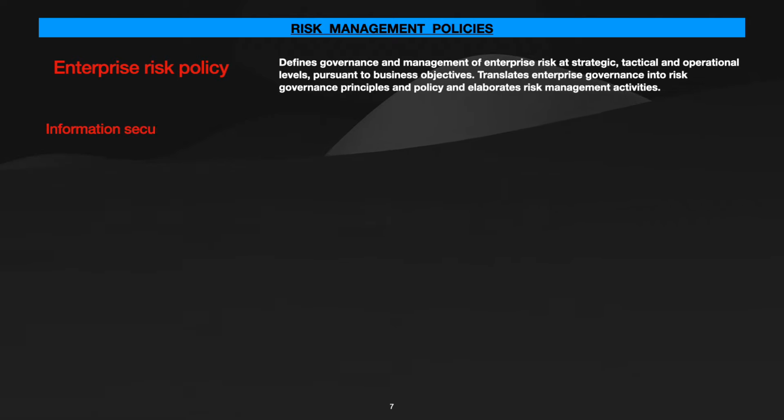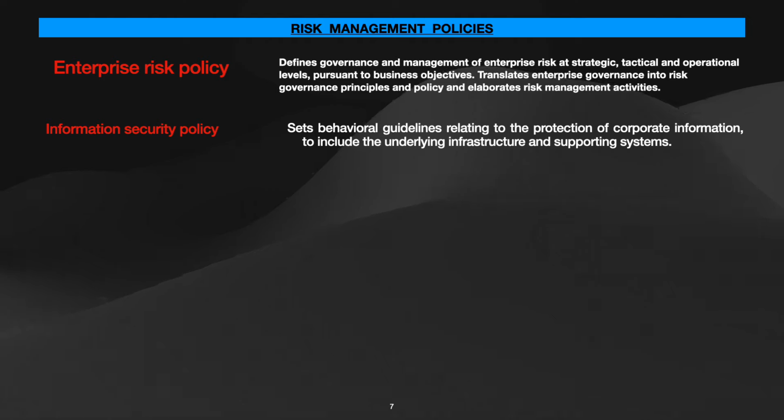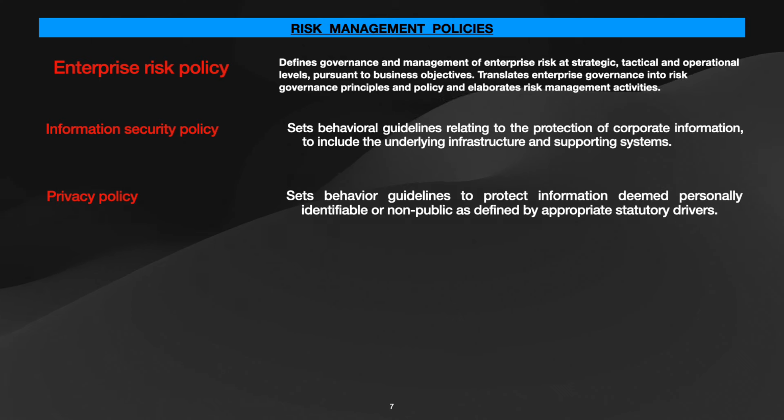Similarly, coming ahead to the information security policy. An information security policy helps an organization gain an understanding of the security measures put in place while providing direction on how to maintain a good cybersecurity posture. It sets up behavior guidelines relating to the protection of corporate information, including the underlying infrastructure and supporting systems. Moving further ahead, let's discuss the privacy policy. What is a privacy policy? It sets the behavior guidelines to protect information deemed personally identifiable or non-public as defined by the appropriate statutory drivers.